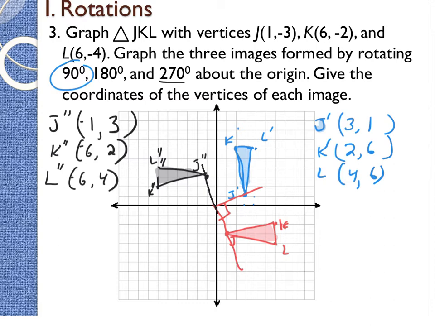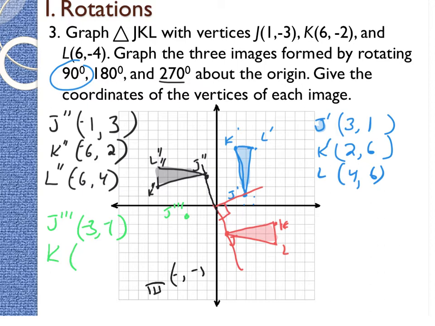Okay, then we're going to do 270. 270, we switch the order and decide what quadrant it's going to. So when I do 270, it goes to the third quadrant, which is negative, negative. So I'm going to go back. I'll do this one in green. So J triple prime, I'm going to switch the order, and they're both going to become negative. So there's J triple prime.